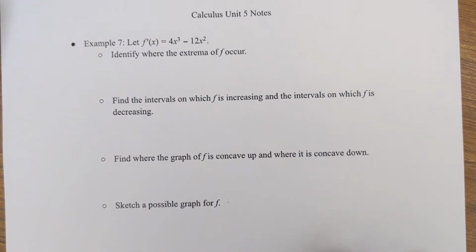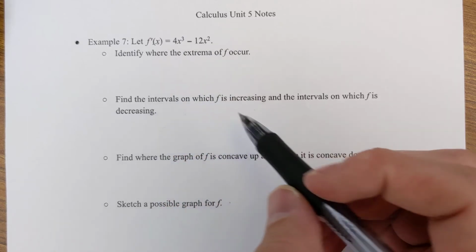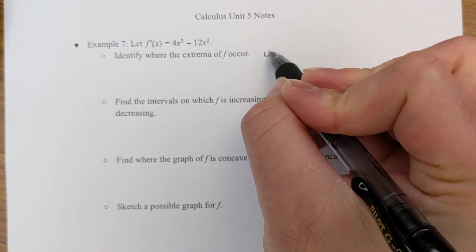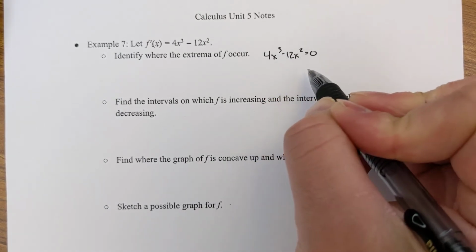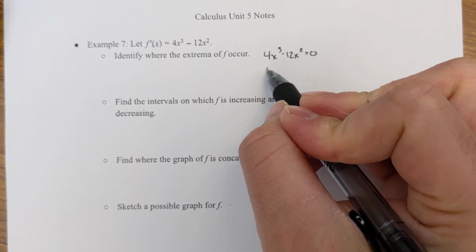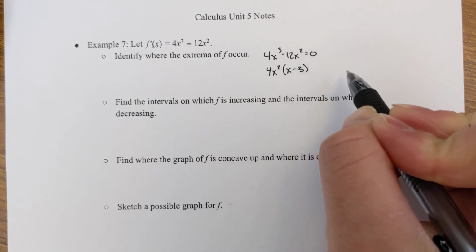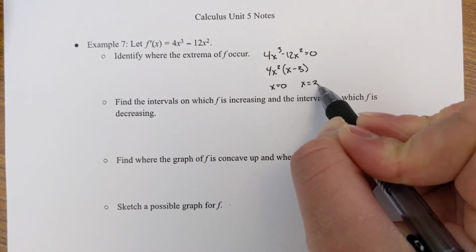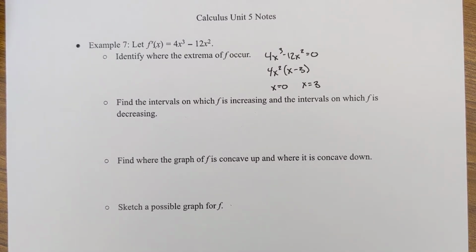Okay, 7, let the derivative equal 4x cubed minus 12x squared. Identify where the local extrema occur. So we need to set our equation equal to 0 and solve. So I can factor a 4x squared out, which leaves me x minus 3. So at x equals 0 and at x equals 3, we'll have local extrema.